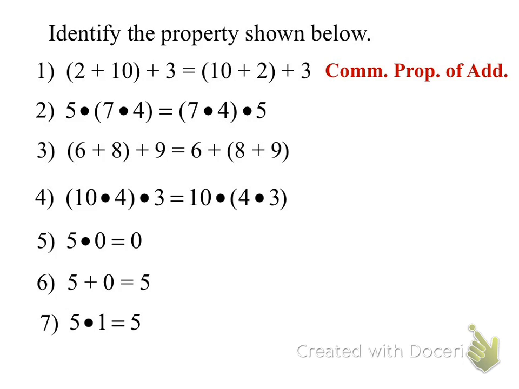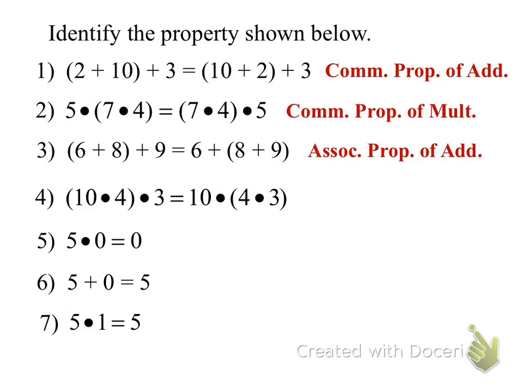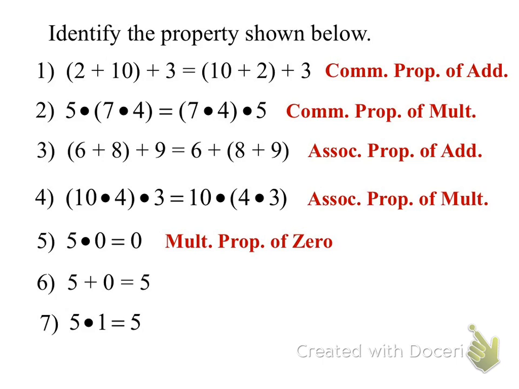Good. Number 2, please. Angela? Commutative property of multiplication. Good. Number 3. Quickly. Jared? Associative property of addition. Okay, let's go down to number 4. Number 4, Haley. Associative property of multiplication. Good. Number 5, Sabina. Multiplication property of 0. Good. Number 6, Aset. Addition property of 0.